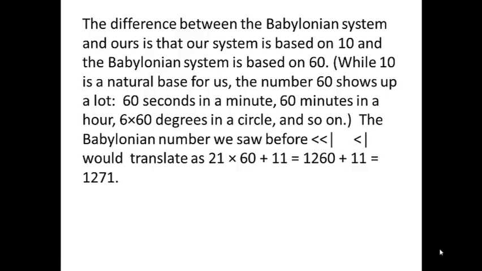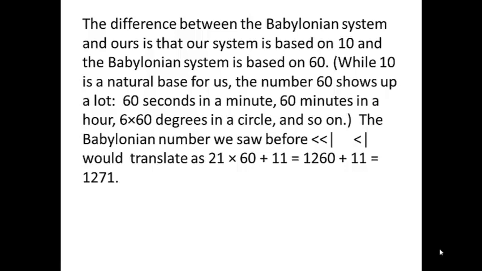The difference between the Babylonian system and ours is that ours is based on 10, whereas the Babylonian system is based on 60. If 10 is a natural number, 60 is something of a natural number. 60 shows up a lot for us. We have 60 seconds in a minute, 60 minutes in an hour. A circle has 6 times 60, 360 degrees, and so on. So it's not uncommon for us to deal with 60s.